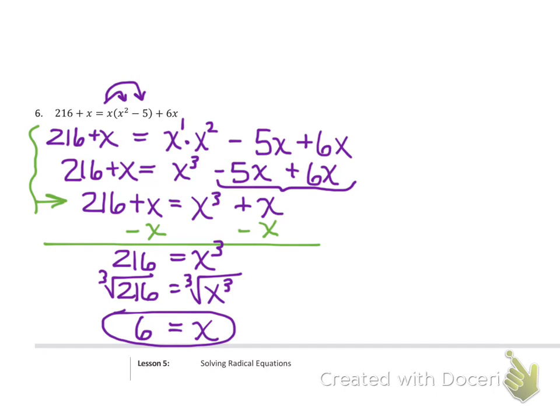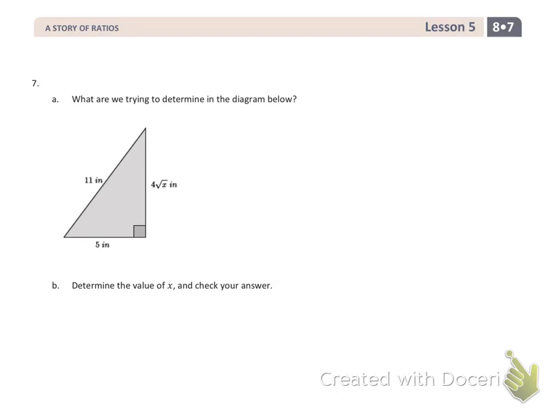And I am going to leave that one to you to check, but you should come up with 222 is equal to 222 when you check that one. Okay, last one. I like this one. It says, what are we trying to determine in the diagram below? We need to determine the value of x, right? And we're going to determine the value of x by using the Pythagorean theorem. So that's what we're trying to figure out.